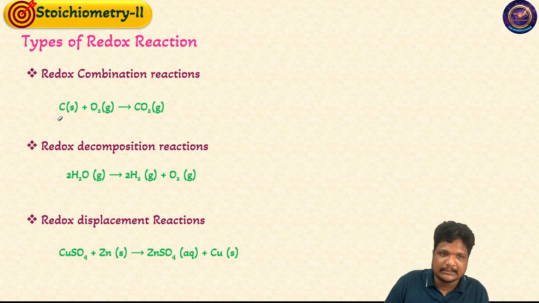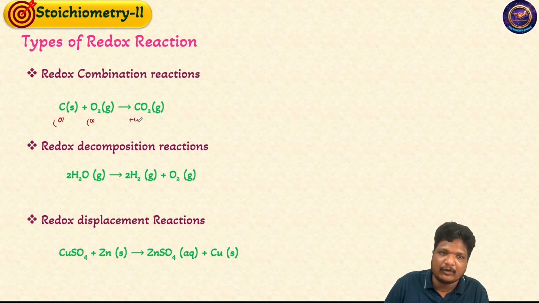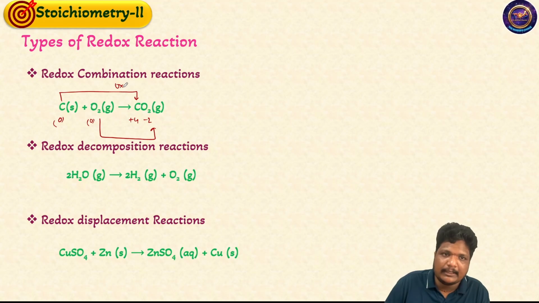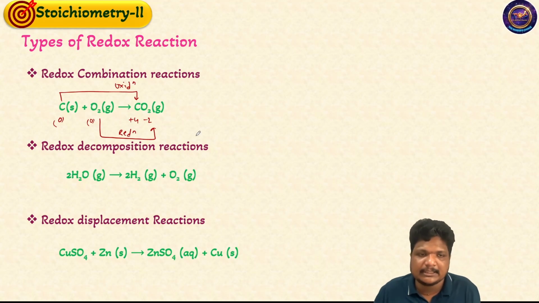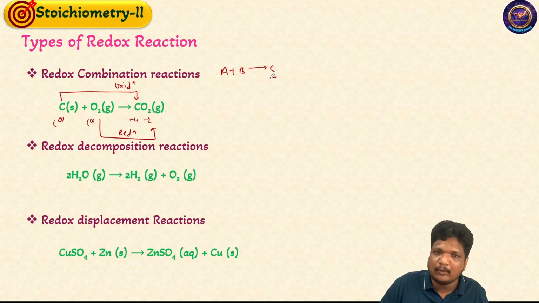సో 0 ఆక్సిడేషన్ స్టేట్. ఓకే, సో హియర్ ఆక్సిజన్ which is having 0 oxidation state. Okay, so here in the product side, this carbon having +4 oxidation state, oxygen having -2 oxidation state. So this carbon is undergoing oxidation, so this oxygen is undergoing reduction. So here it is oxidation, here it is reduction. Both oxidation and reduction takes place at the same time. It is combination reaction. It is simply A plus B gives rise to C. So it is only single product.